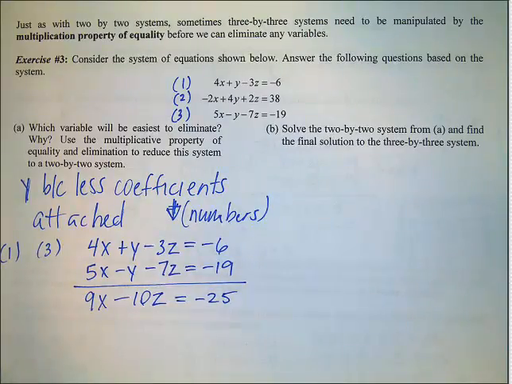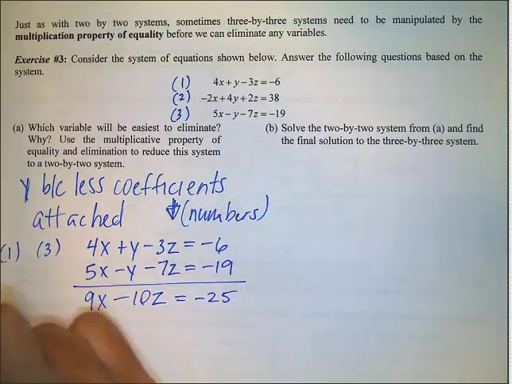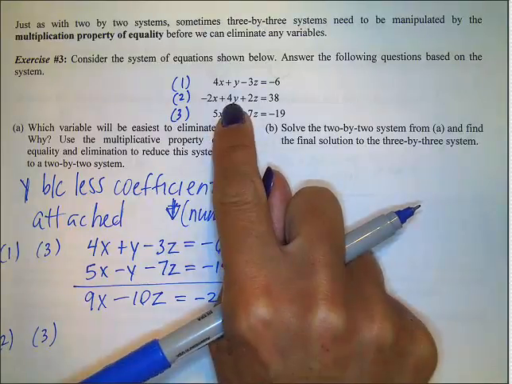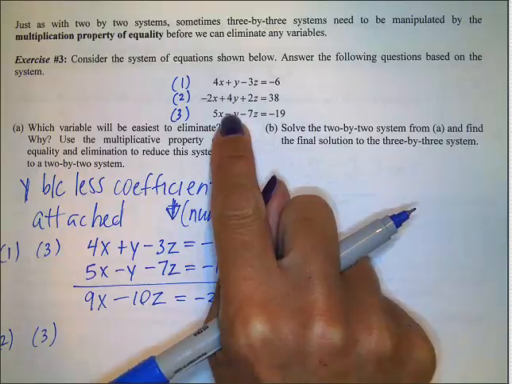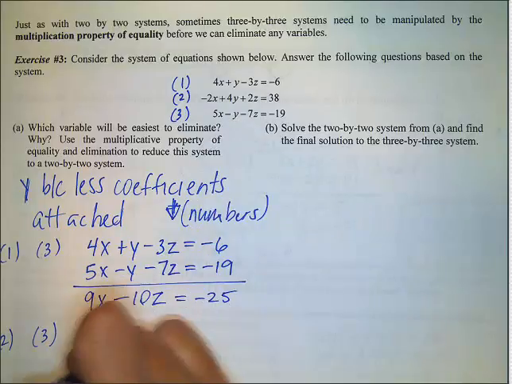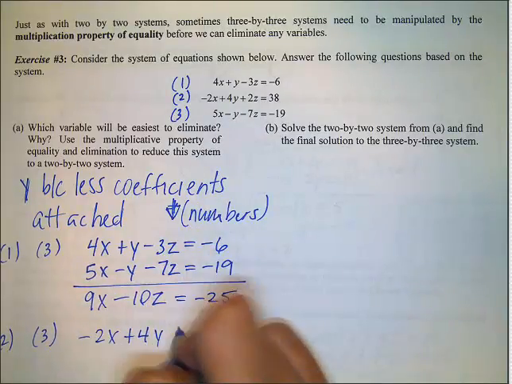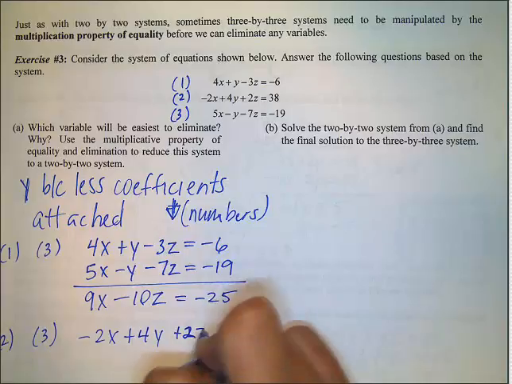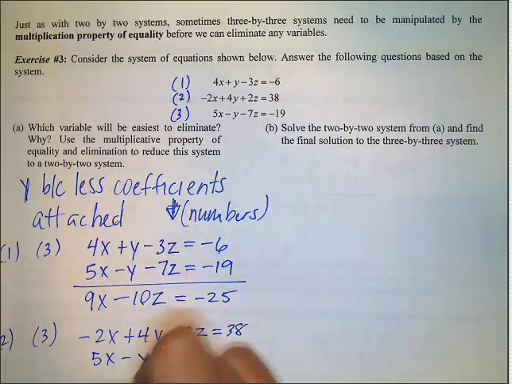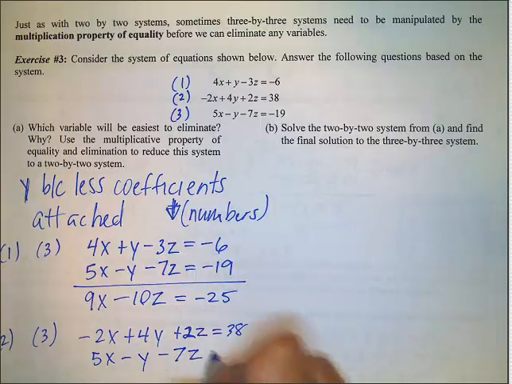Okay, so now we have to use 2 more equations and get rid of y. So I'm going to use 2 and 3. And the reason I chose 2 and 3 is because I have a positive 4y and a negative y. So if I multiply this one by 4, they'll be opposites. So when I add them together, they'll be gone. So I have -2x plus 4y plus 2z equals 38. 5x minus y minus 7z equals -19.